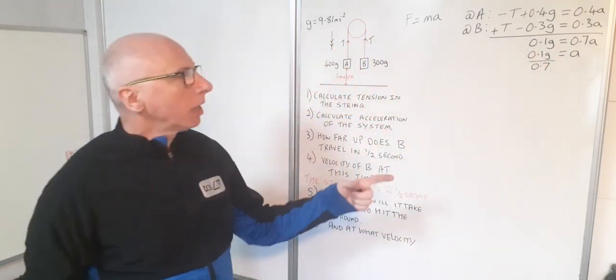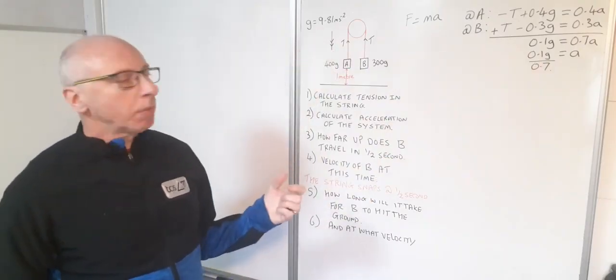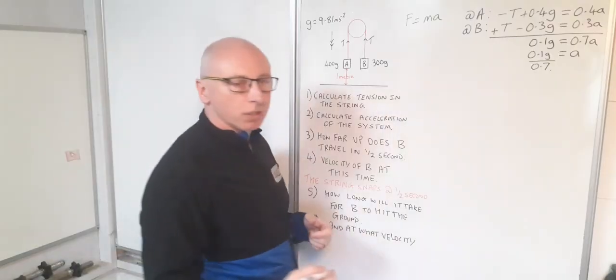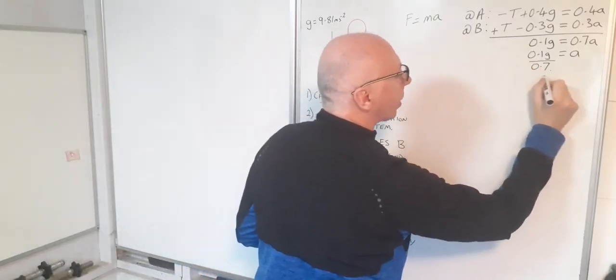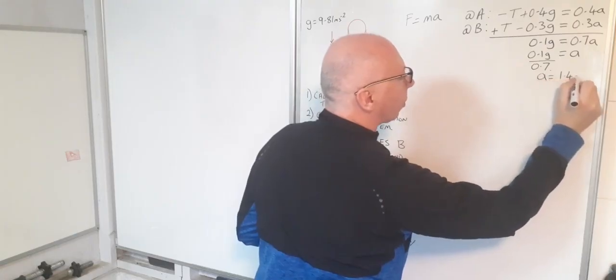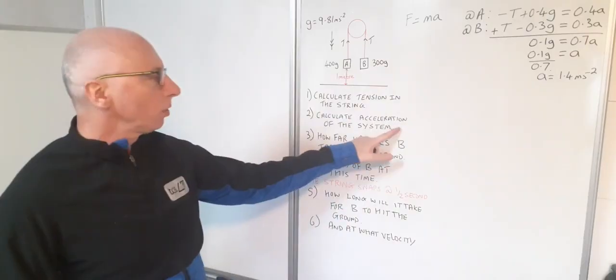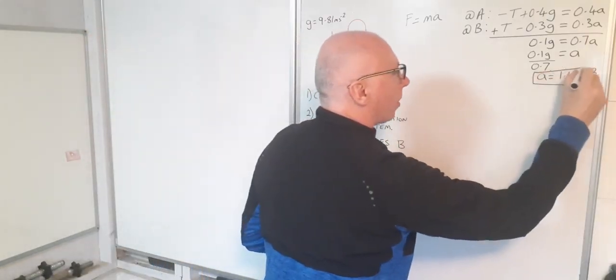If I plug that into my calculator with G being 9.81, the acceleration of my system is going to come to approximately 1.4 meters per second squared. So acceleration, let's put that here, 1.4 meters per second squared. So that would be the answer to part 2. So that's good to go there.